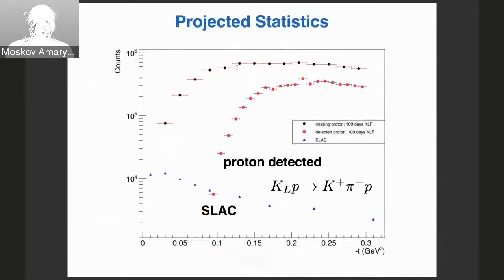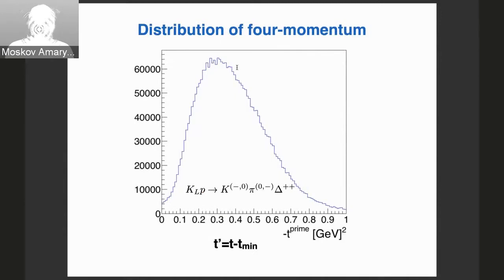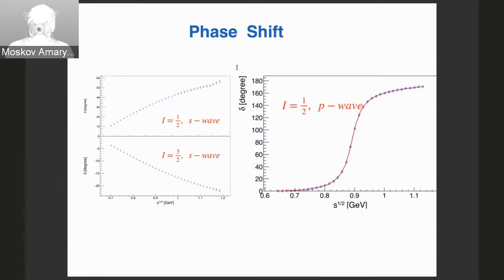So projected statistics for the case when we detect the proton in the final state are the red points, and when we don't detect a proton, the black points. The SLAC data are the blue triangles. This is the distribution of four-momentum transfer T prime in the reaction K L p going to K minus pi zero delta plus plus. Here we plot T minus T minimum, which is T prime. And here is a phase shift simulation for 1/2 and 3/2 for S wave. On the right side, you see isospin 1/2 P wave.